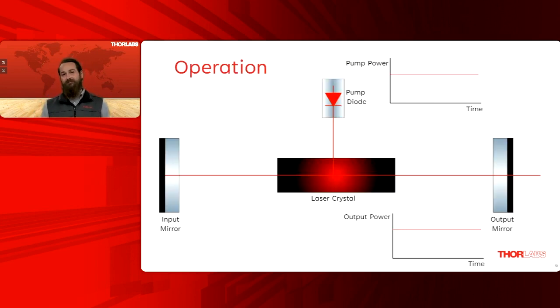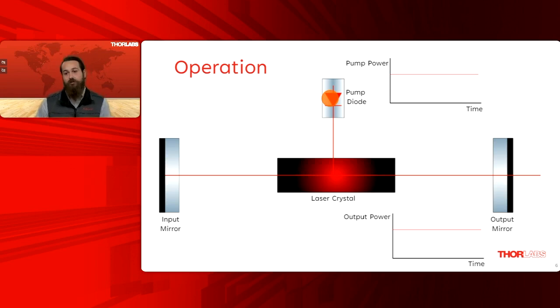So how do they work? Well, we're going to start by looking at a CW laser, a continuous wave laser, and then we'll show you how it differs from a Q-switch laser. So here with a CW laser, we've got a constant pump power. It's constant light coming into the laser. We drew our pump diode on the top here.